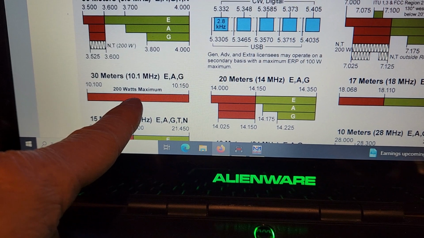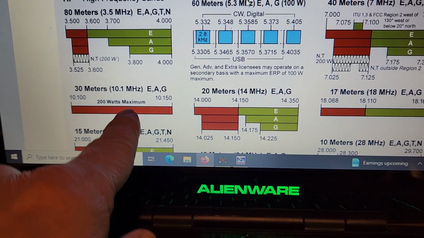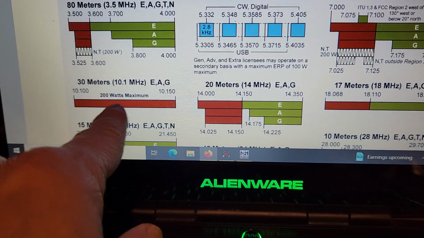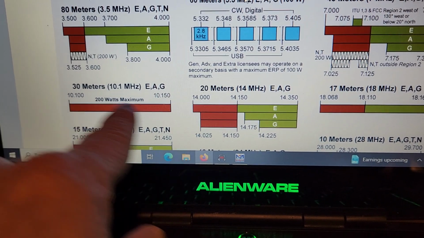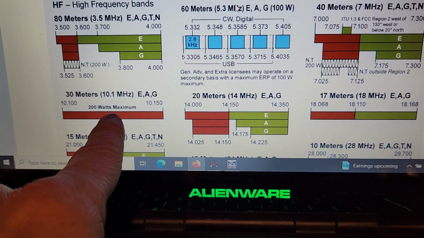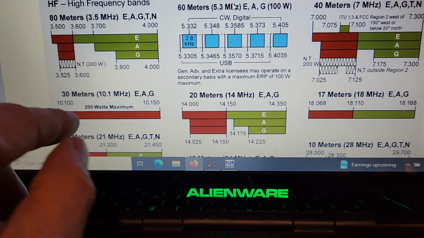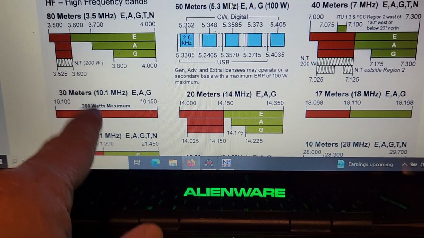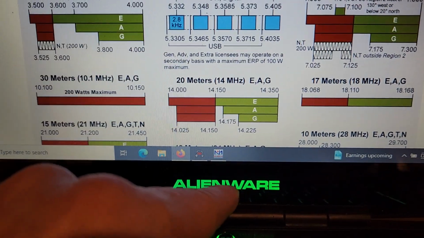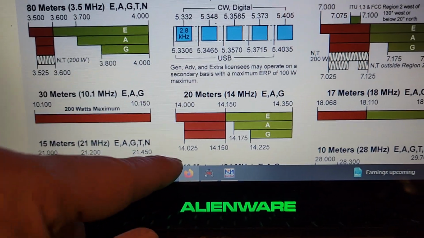30 meter band, again, extra, advanced, general, so you can't go there. This one is Morse code and data only, so that must be that color code, but yeah, there's no phone, no talking on 30 meters, and everybody is limited to 200 watts. Again, doesn't matter to the tech, but everyone's limited to 200 watts on 30 meters. That's just by international treaty. They don't want too much power there.